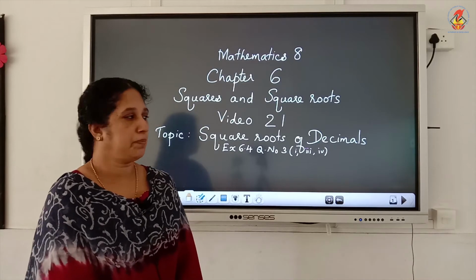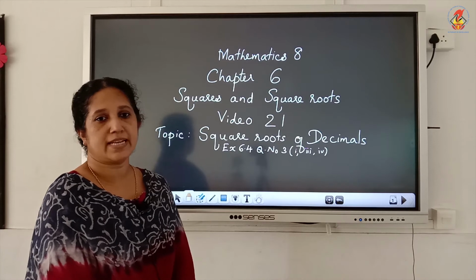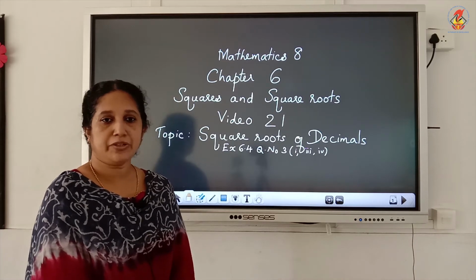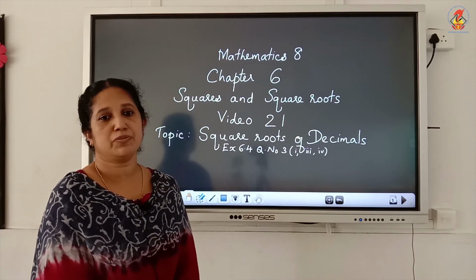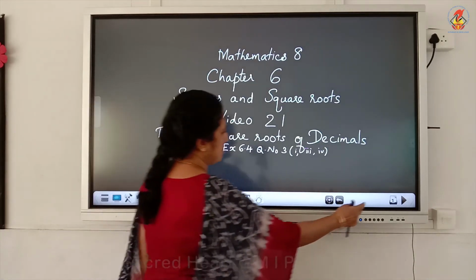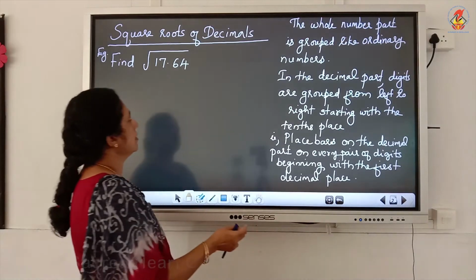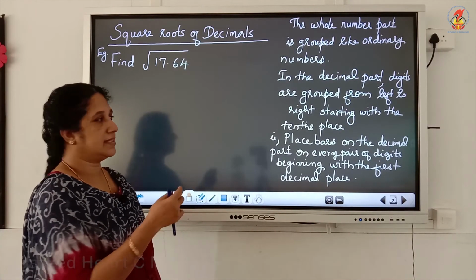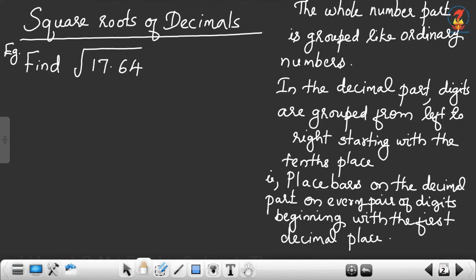Now next topic is square roots of decimals. So we can use division method to find the square root of decimal numbers. Now consider the example. We have to find the square root of 17.64.